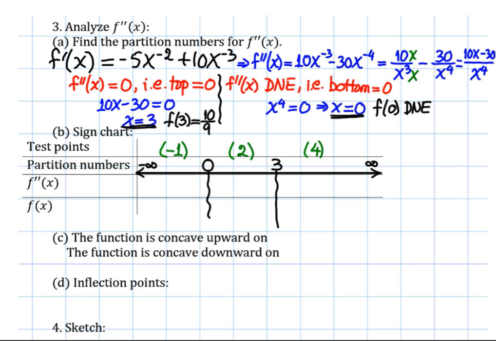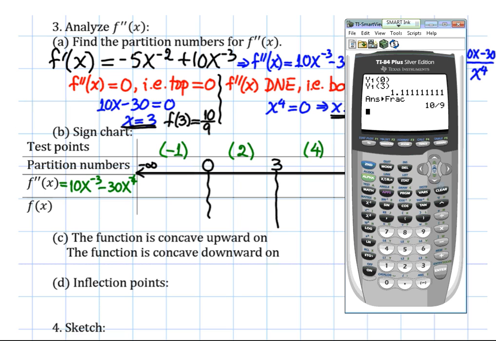Right? And then we put in the second derivative. The second derivative here is 10x to the -3 minus 30x to the -4. Now we need the second derivative: 10x to the -3 minus 30x to the -4. Let's go to the table. Second derivative: at -1, it is negative. At 2, it is negative. And at 4, it is positive.